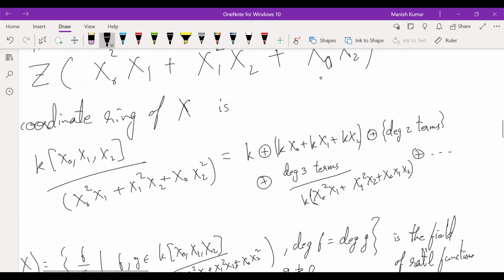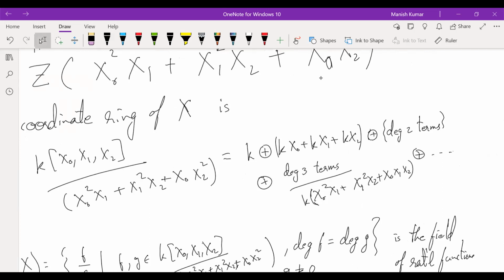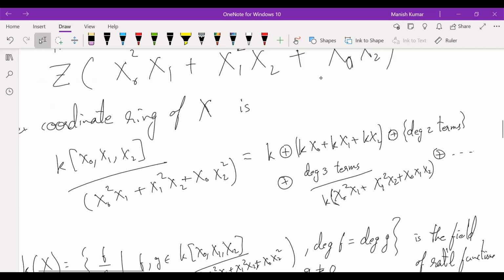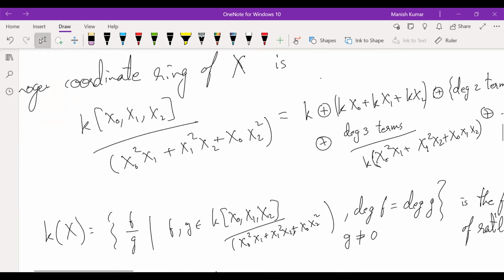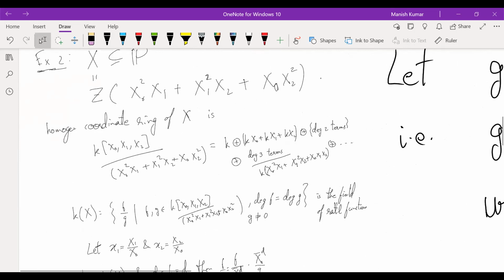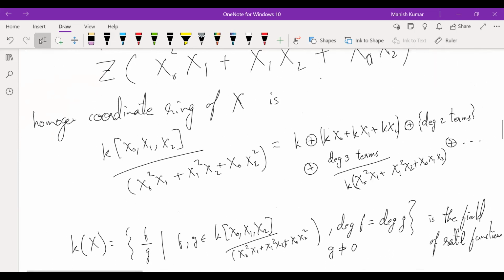The point is, since this is a homogeneous ideal I, you can write it as I0 plus I1 plus I2. Maybe this is what I should have written on this side. Note: I is contained in k[x0, x1, x2], a homogeneous ideal.